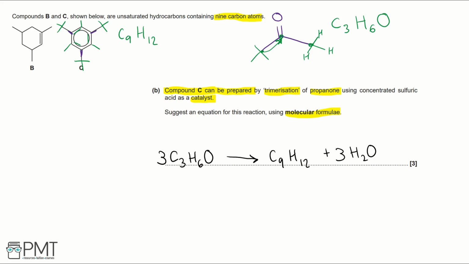And adding these 2 3s is going to balance out our hydrogens. So to get the 3 marks for this question, you get a mark for the molecular formulae, you get a mark for having water as a byproduct, and then you get your final mark for balancing the equation.